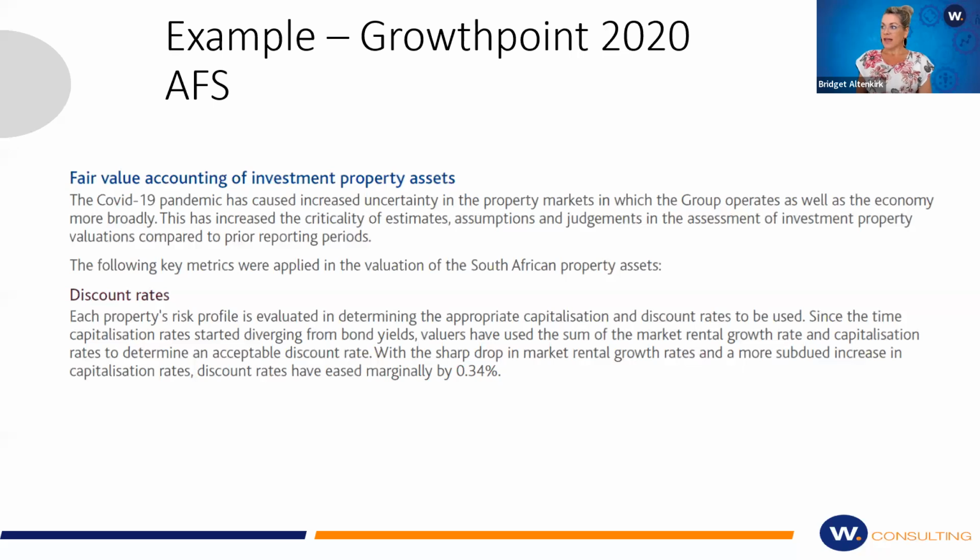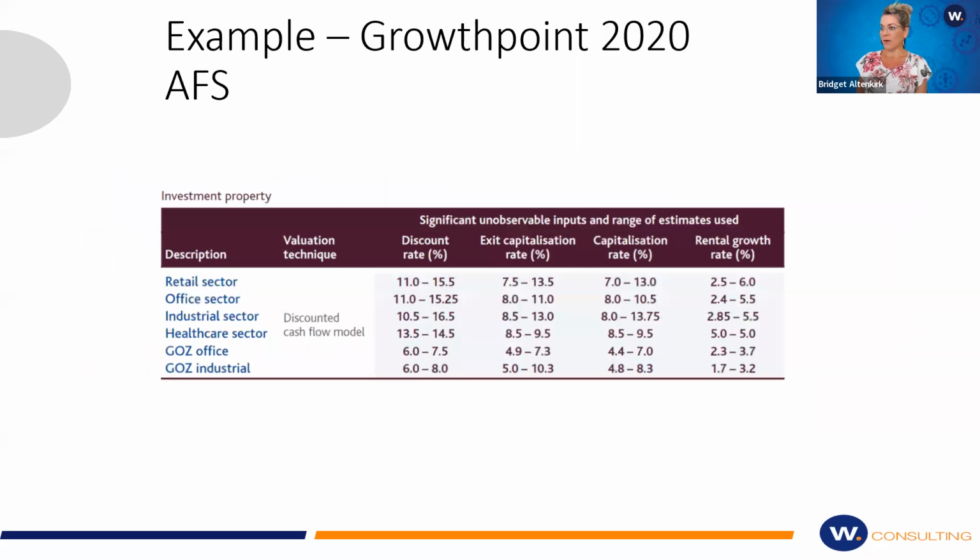So these next few slides just is an illustrative example of disclosures, which you may see in a set of financial statements where an entity is disclosing the information required by IFRS 13. In this instance, we're looking at a valuation of investment property, and you can see they've made specific reference to the discount rate. And then there, in this case, there was a change in the discount rate in a particular period.